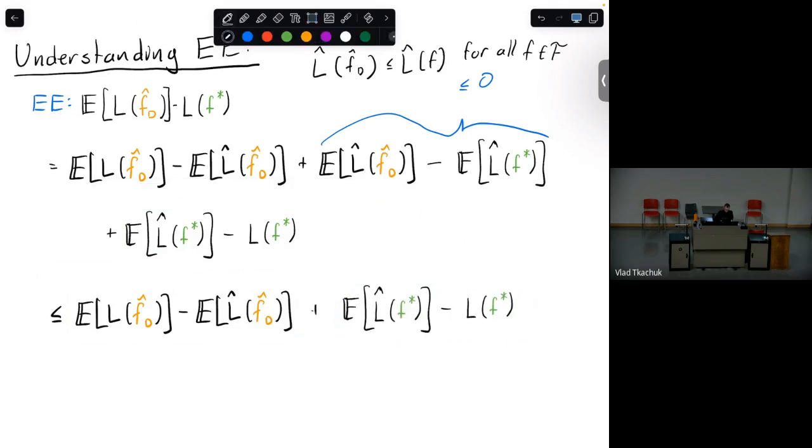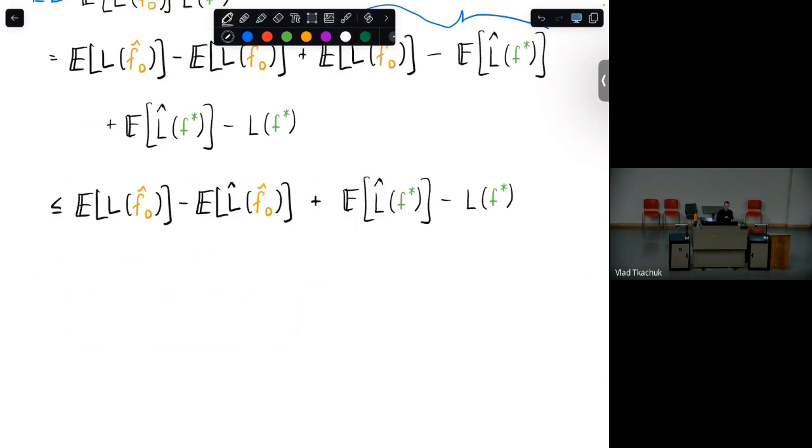Okay, so I'm left with these two. And now I have things that I can actually have some understanding of. This is really what's happening when we were doing the ERM thing, which is that we're picking f hat based on L hat. But what we care about is the expected loss. So there's some error between these two things, and then further, there's some error between this guy, the thing we output and its expected loss, and the true L of f star as well. Okay? So this is how you should think about it.